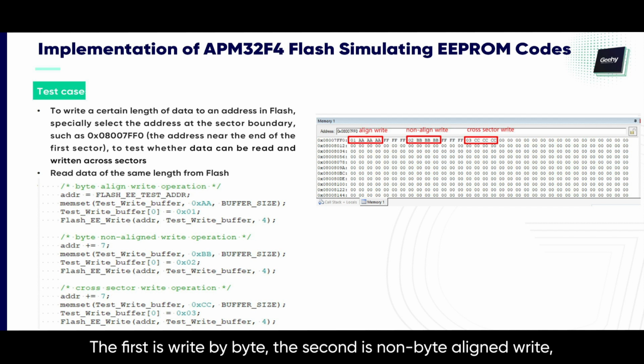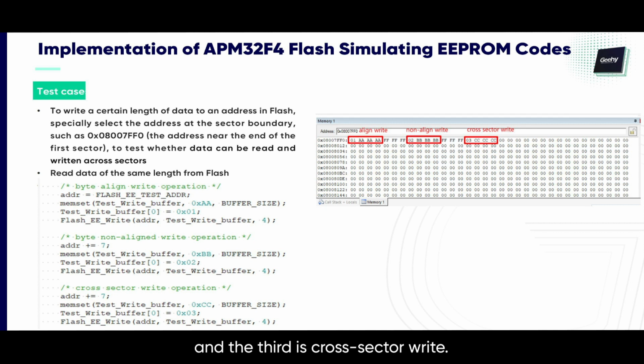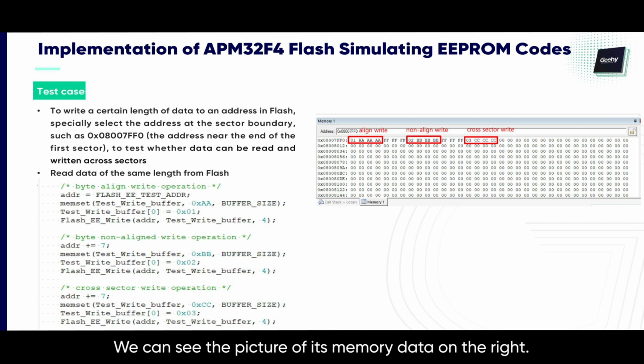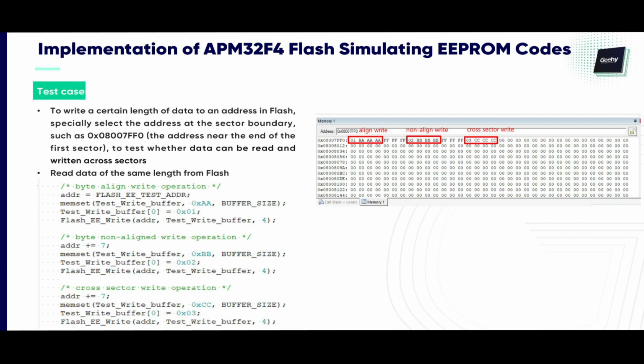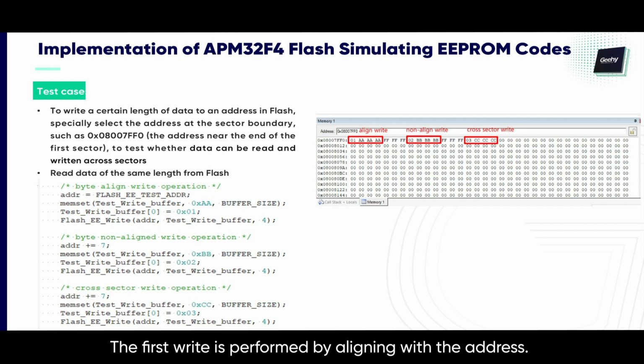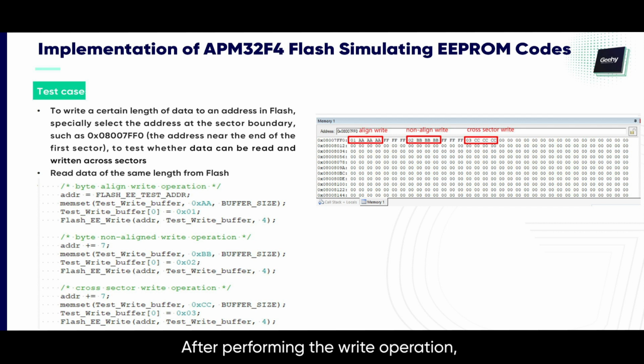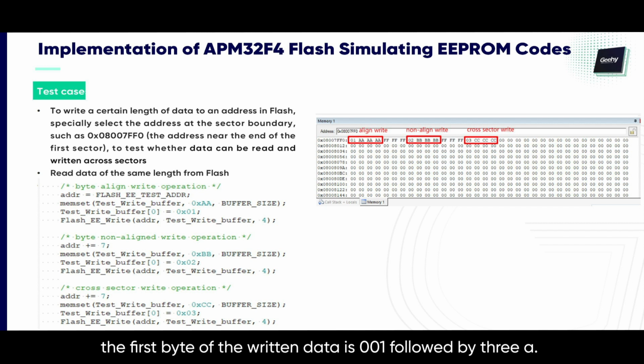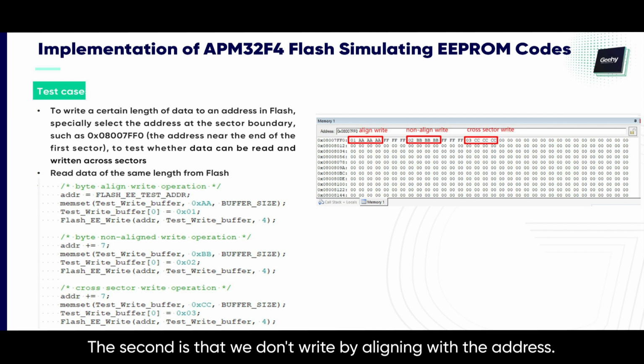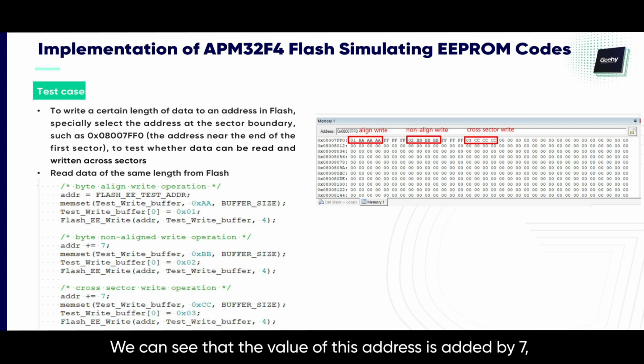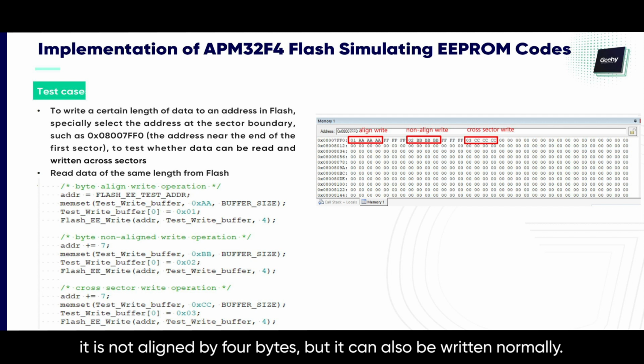The first is write by byte, the second is non-byte aligned write, and the third is cross-sector write. We can see the picture of its memory data on the right. The first write is performed by aligning with the address. After performing the write operation, the first byte of the written data is 001 followed by 3A. The second is that we don't write by aligning with the address. We can see that the value of this address is added by 7. It is not aligned by 4 bytes, but it can also be written normally.